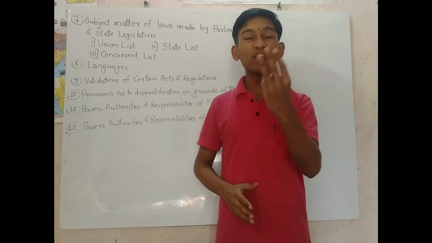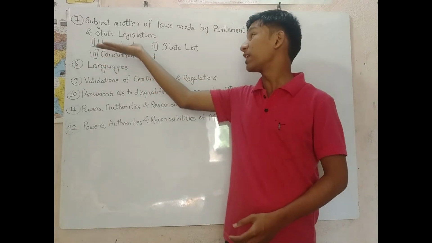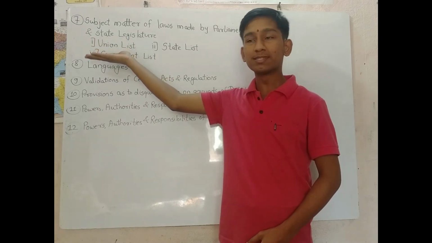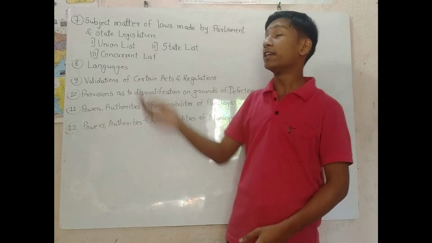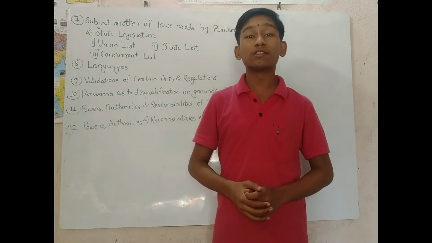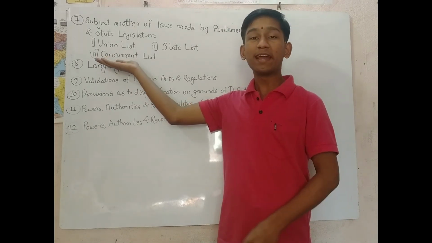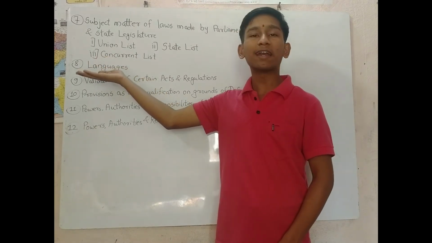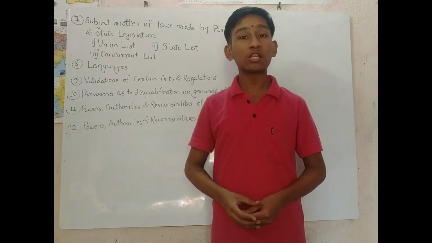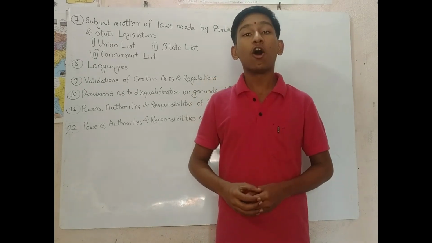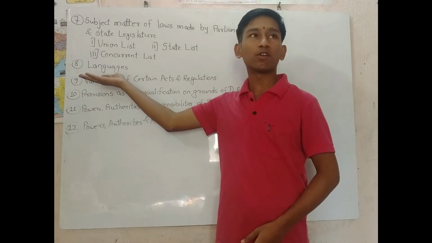in the three lists: union list, state list, and concurrent list, where the union can make laws only in the union list, the state can make law on the subject matters included in the state list, and they both can make the laws regarding all the subject matters mentioned in the concurrent list. Next is the eighth schedule regarding languages. All the languages which have got the status of regional languages or the national languages, all these are discussed and elaborated in the eighth schedule of the Constitution.